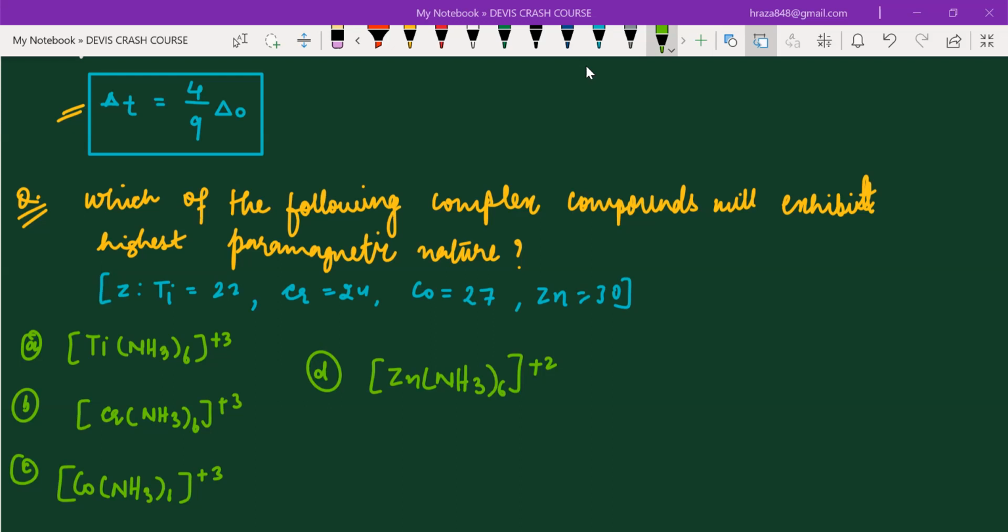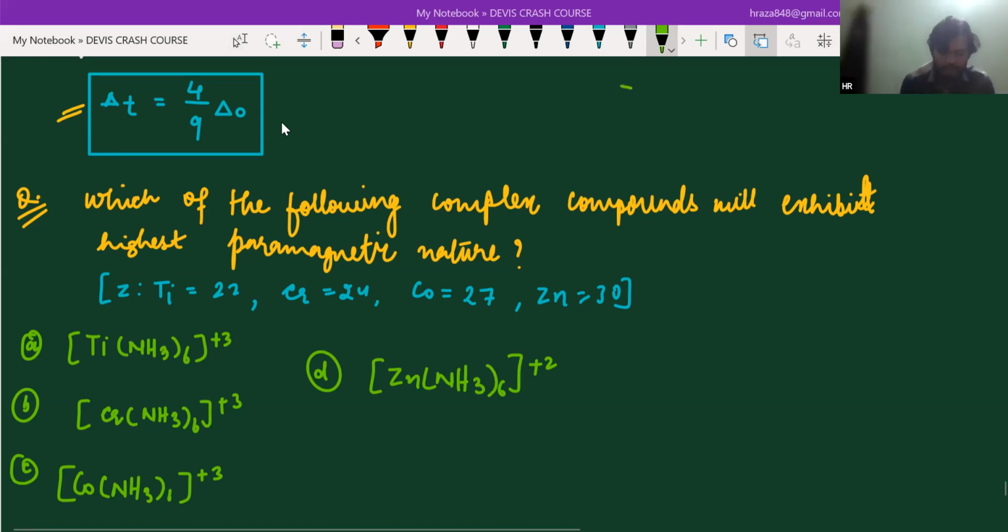Yeah, B option. Very good. So it's B. So I think you can easily do this type of question, right?